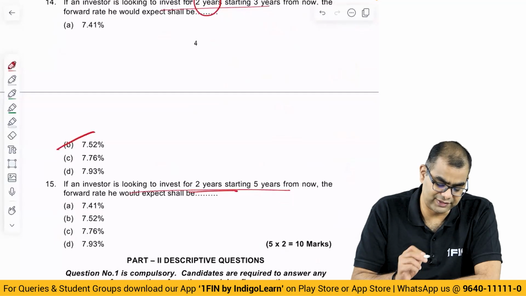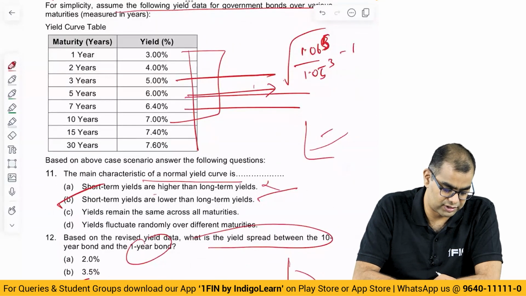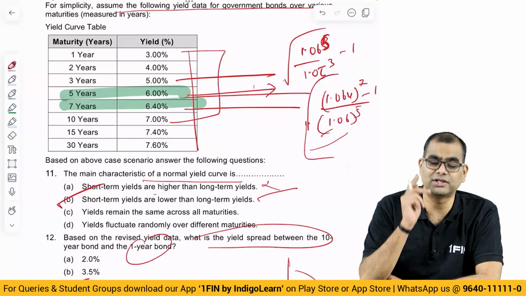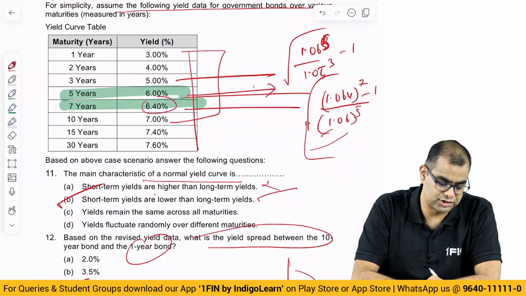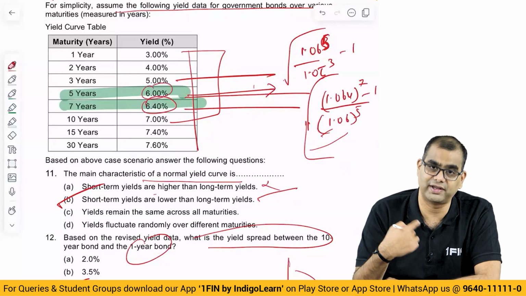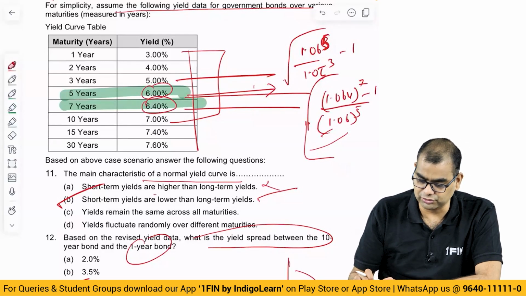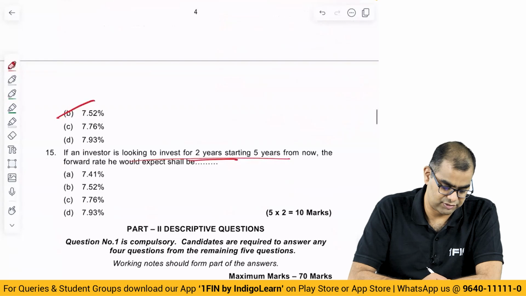Then investor is looking to invest for 2 years, starting 5 years from now, forward rate of these two. Okay, I'll put a different color. So what you do, 1.064 power 7 divided by 1.06 power 5, under root, minus 1. What is this? This is the bootstrapping method. When the rate is 6.04 for 7 years compounding, divided by 1.06 for 5 years compounding, the rate that you will get is for the 2 year period. You take the square root of that and subtract 1. So 1.064 to the power 7 divided by 1.06 to the power 5, you get 1.1536, you take square root and subtract 1, into 100, you get 7.406, 7.41. Yeah, 7.41 is the answer.